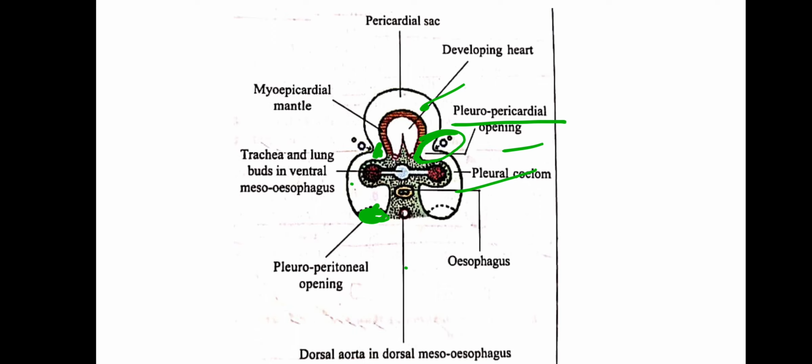It is nothing but as the lung buds are evaginating, these membranes invaginate. Can you see the invagination of this membrane? So this invagination is going to close the pleuropericardial opening. So the membrane is called the pleuropericardial membrane, otherwise called the ridge of Mall.